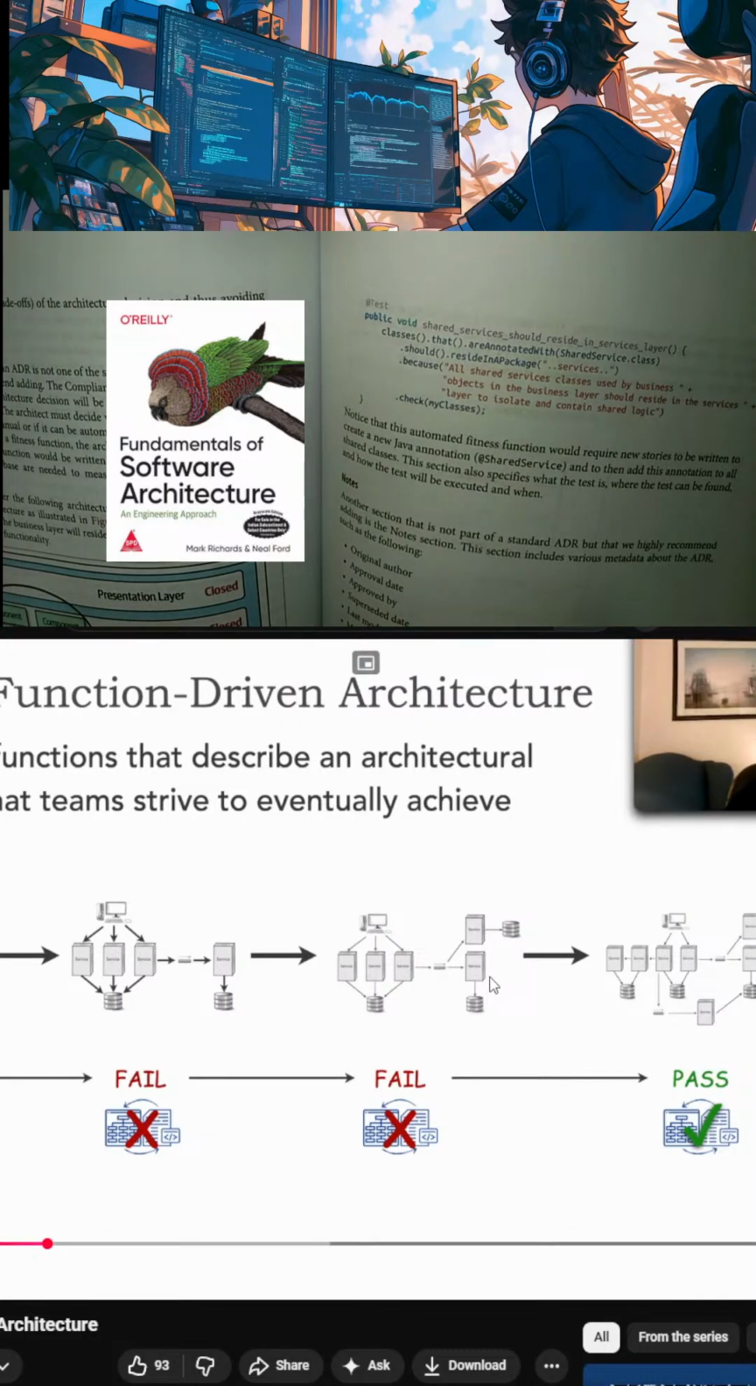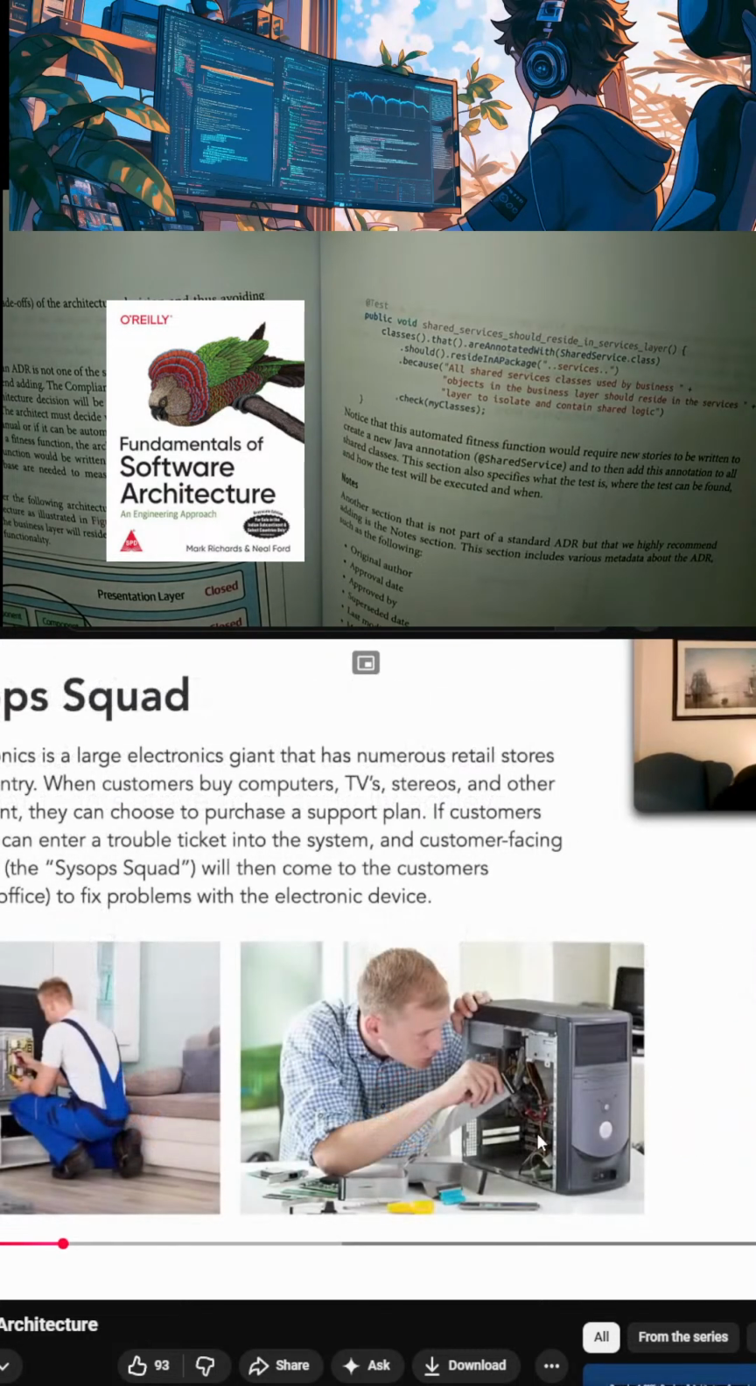So let me show you an example of fitness function driven architecture in action. And what I'm going to use to show you some examples of how you can use this is our SysOps Squad architectural kata that we kind of introduced and outlined in our book, Software Architecture: The Hard Parts. Now, the SysOps Squad, briefly, is a trouble ticket system where customers, when they buy electronic devices, can also choose to purchase a support plan. And if they have issues, they can enter a trouble ticket.